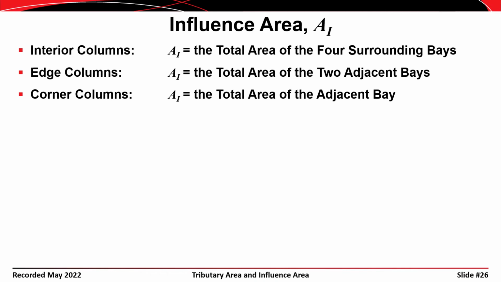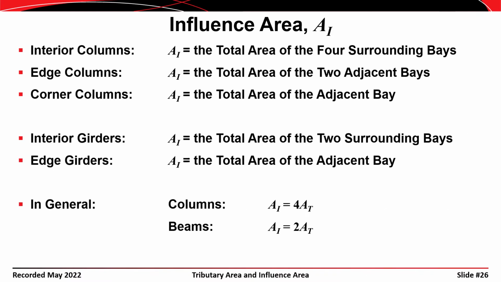So for an interior column, the influence area is the total area of the 4 bays that surround the column. For an edge column, it's the total area of the 2 bays adjacent to that column. And for a corner column, it's the total area of the bay adjacent to that corner. With respect to girders, the influence area of an interior girder is equal to the total area of the bays on either side of the girder, and for an edge girder, it's equal to the area of the bay adjacent to the girder. We can say in general that columns have an influence area that is 4 times the tributary area, and for beams and girders, the influence area is 2 times the tributary area.